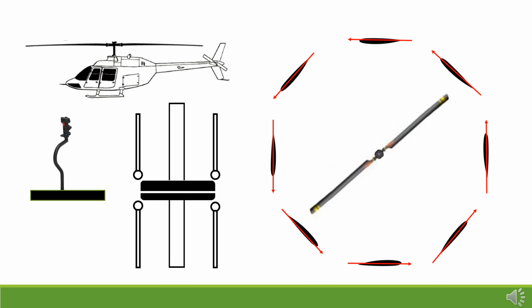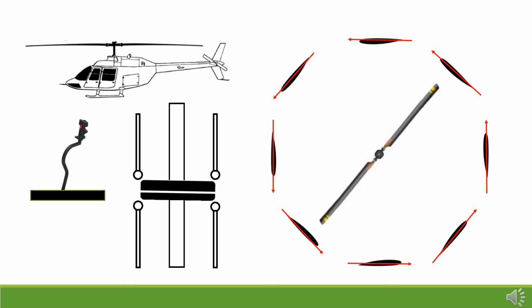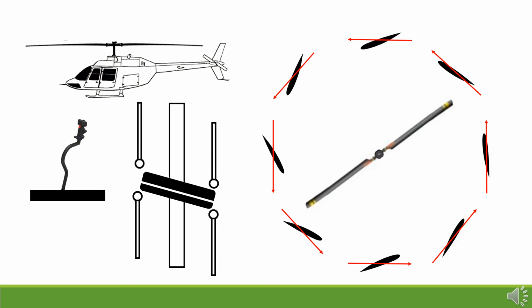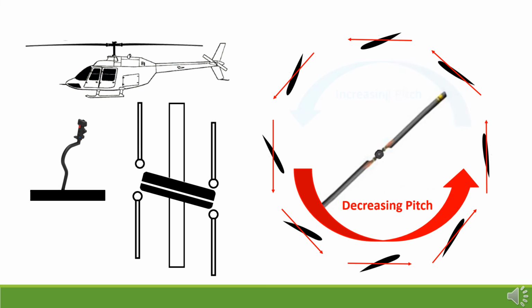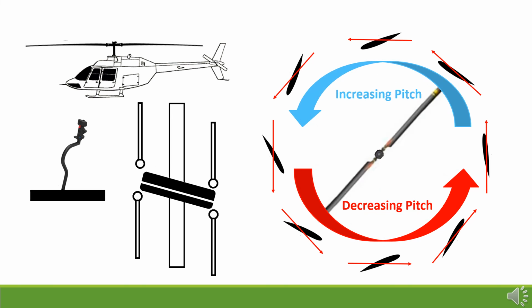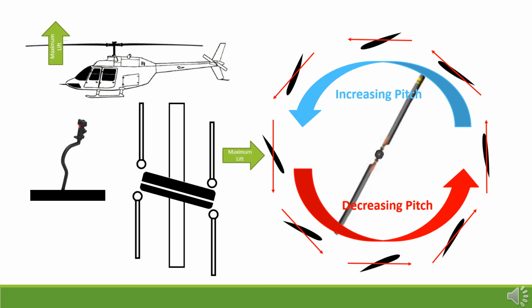Moving the cyclic backwards causes the swash plate to tilt toward the rear of the helicopter. This causes the connecting rods to decrease the pitch of the rotor blades as they move toward the rear of the helicopter and increase pitch as they move toward the front. This action tilts the rotor disc to the rear with maximum lift toward the nose and minimum lift toward the tail of the helicopter.